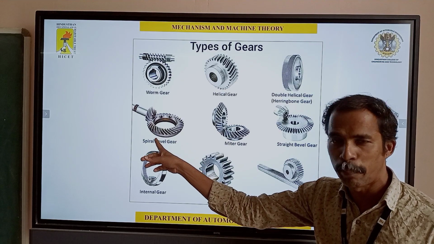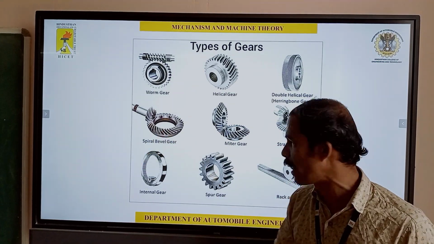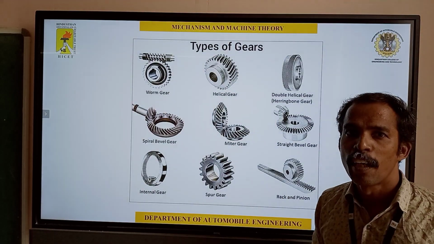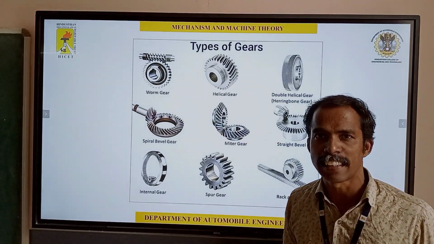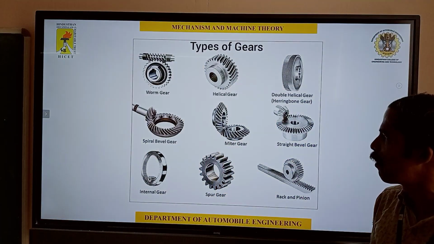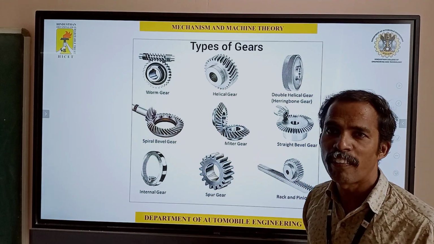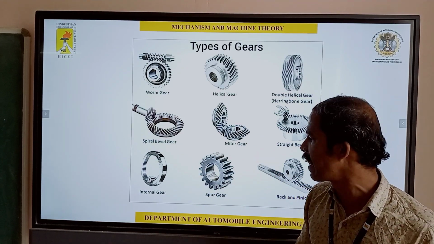This one is called a bevel gear. The teeth are cut in a straight manner, that is why it is called a spiral bevel gear. Miter gear: if both the gears are the same size, then it is called a miter gear. Straight bevel gear: spiral gear has an inclined tail, while a straight bevel gear has a straight tail.